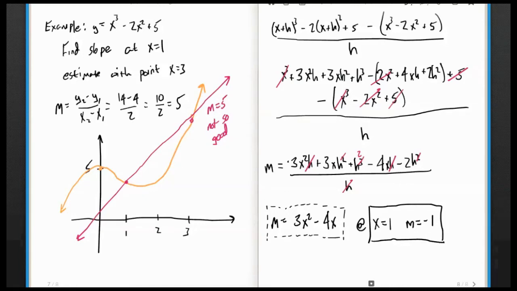All right, so our slope, and let's do that in green. Put a check mark by that. Slope is negative 1. Sure enough, that's more believable. If I draw a line through there, m equals negative 1. Perfect.